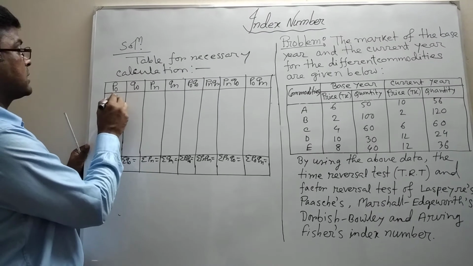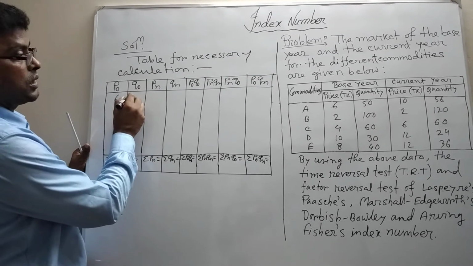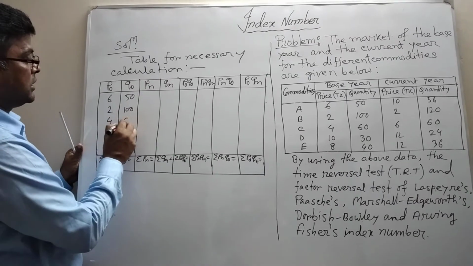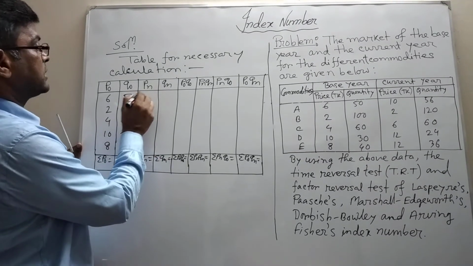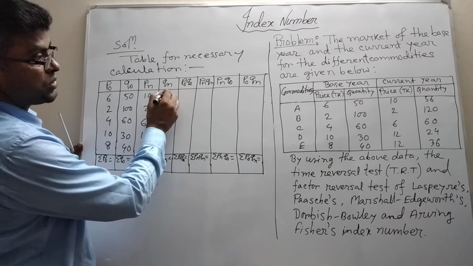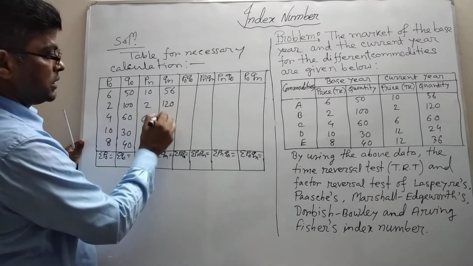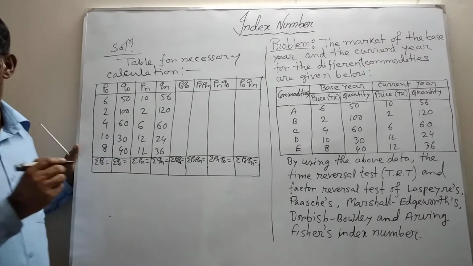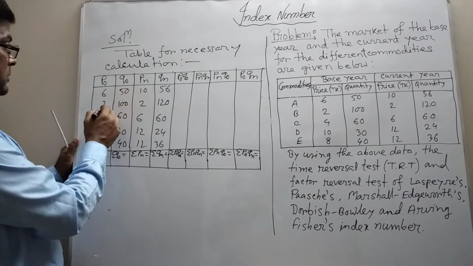Now we can write P0: 6, 2, 4, 10, 8. Q0: 50, 100, 60, 30, and 40. P suffix n: 10, 2, 6, 12, 12. Q suffix n: 56, 120, 60, 24, and 36. Sum total.